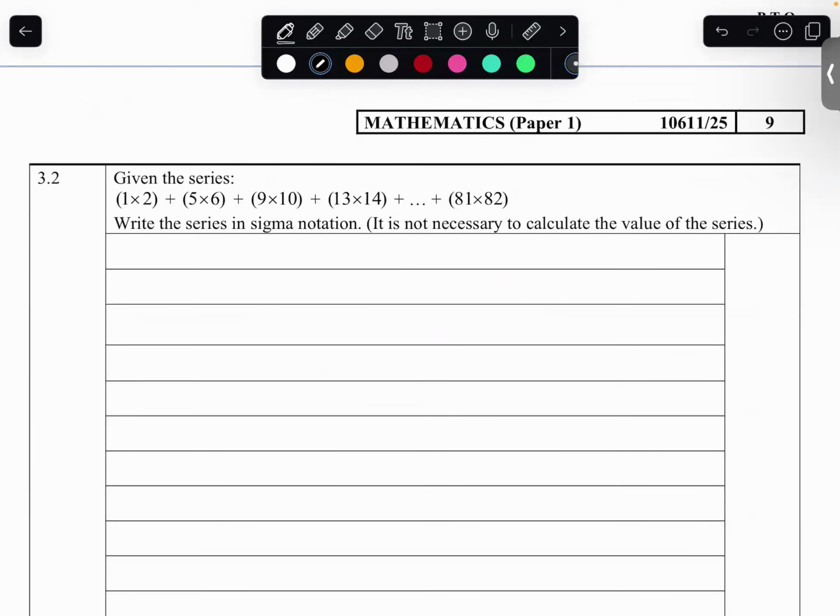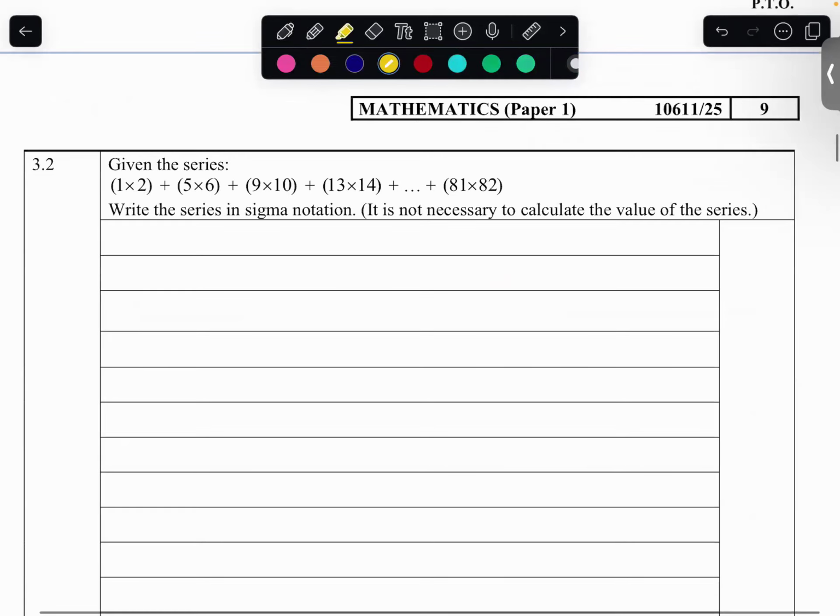Okay, given the series 1 times 2, 5 times 6, and so on and so forth, these are generally two sequences put together. So this is the first sequence, and this is the second sequence.